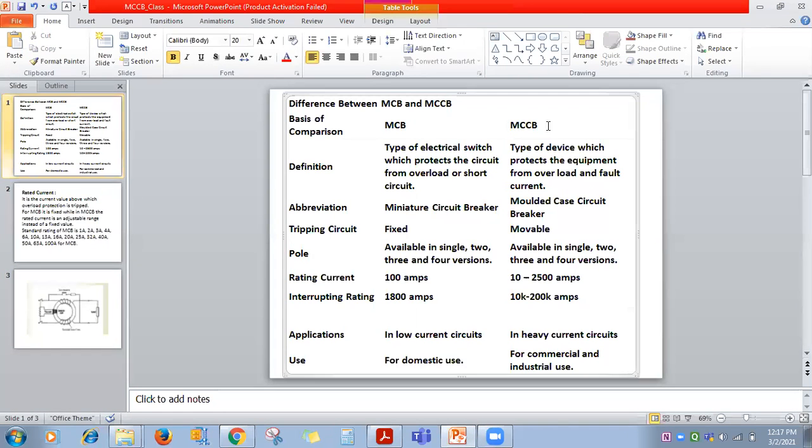MCCB is there. MCCB means what? Molded case circuit breaker. The molded case circuit breaker is used for high current application. The MCB is used for low current application. Okay, so their purpose is the same. In case of overload and short circuit, they make the circuit open. Molded case circuit breaker for high current application, miniature circuit breaker for low current application.